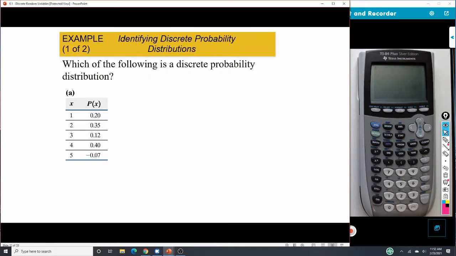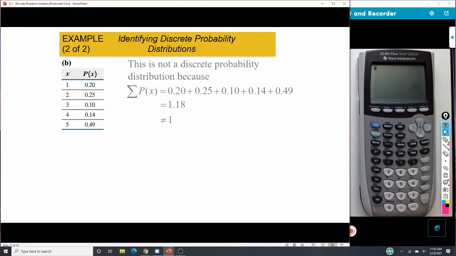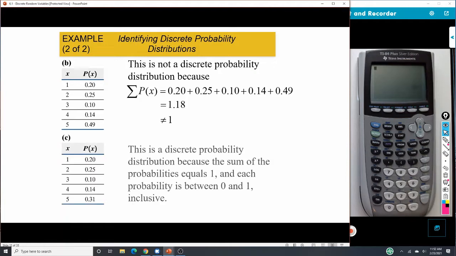All right, so let's look at those. We can see here, we have a number that's negative. That means it is less than 0, so this is not a probability distribution. Here, if we add all these together, we get 1.18, which is not 1. So again, this is not a discrete probability distribution. But our last one, we add them all together, we get 1. We see that none of those are bigger than 1, none of those are less than 0. So that means that this is a discrete probability distribution.